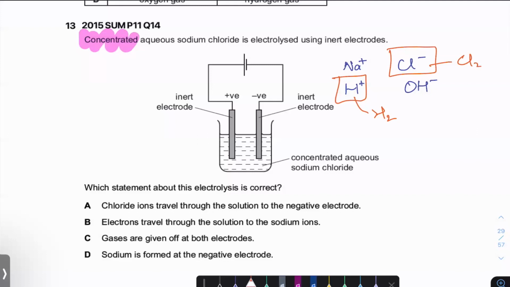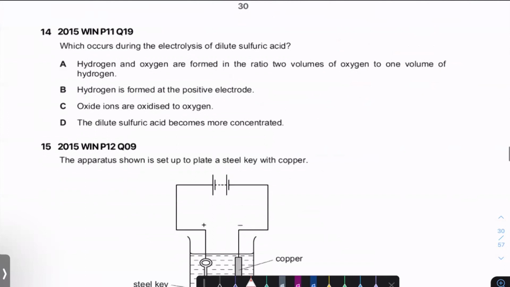Which statement is correct? Chloride ion travels to the negative electrode. No, because chloride is negative, it will be repelled at the negative electrode. Electrons travel through the solution to sodium ions. No, that will mean sodium is discharged. That's not happening. Sodium ion stays. Gases are given off at both electrodes. That is true. Hydrogen gas, chlorine gas, this is correct. Sodium is formed. No, sodium is not formed. Hydrogen is formed.